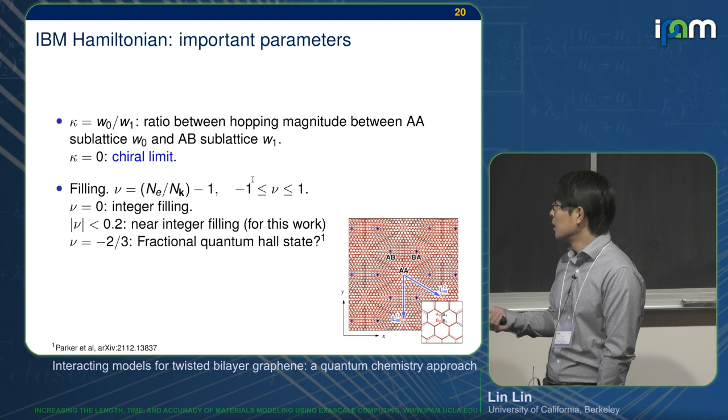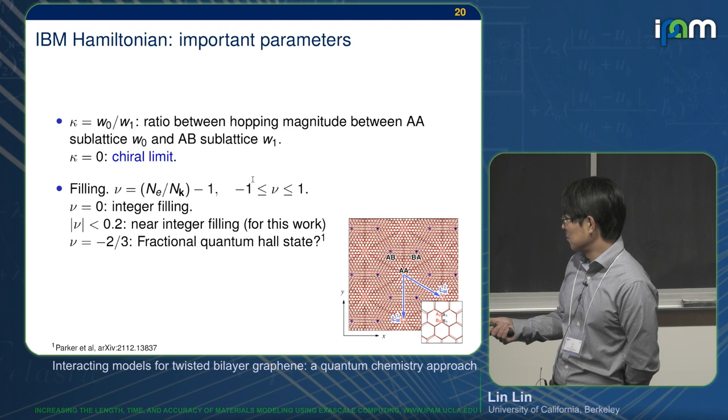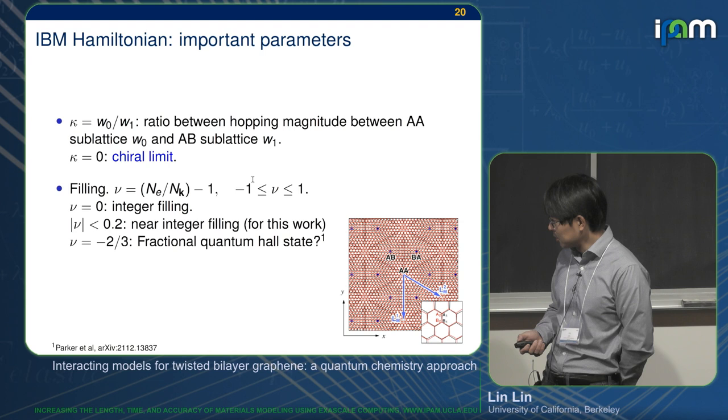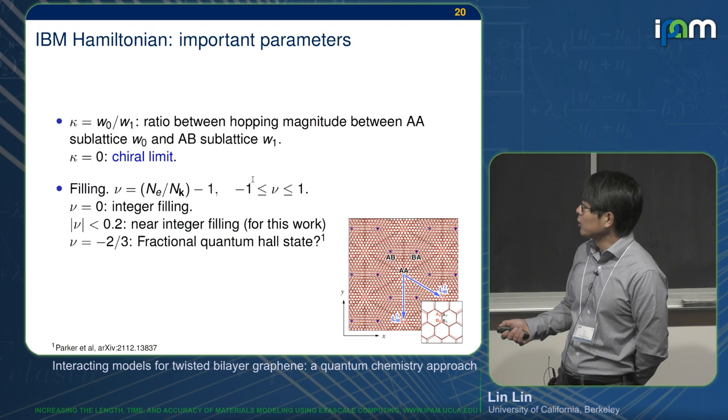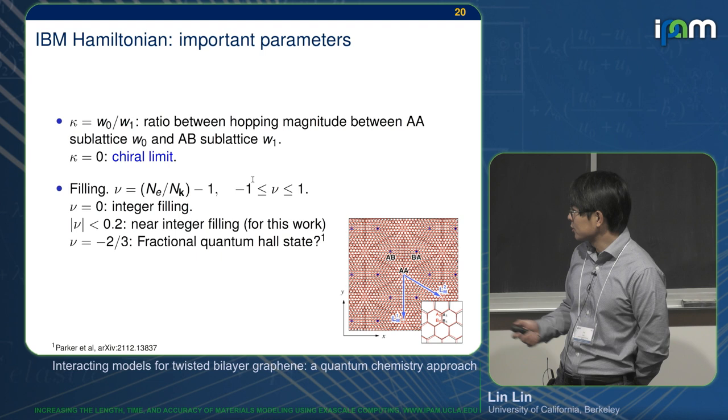Nu equal to 0 is called the integer filling. Nu around 0, smaller than 0.2, is near integer filling, which is what we focus on in this work. But there are also rather intriguing proposals from the physics community that when nu goes to around minus 2/3, the physics will drastically change and go to something more like a fractional quantum Hall state.